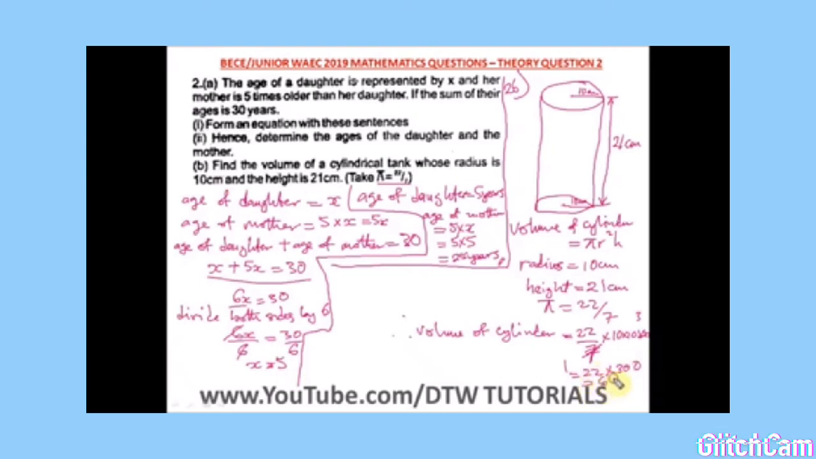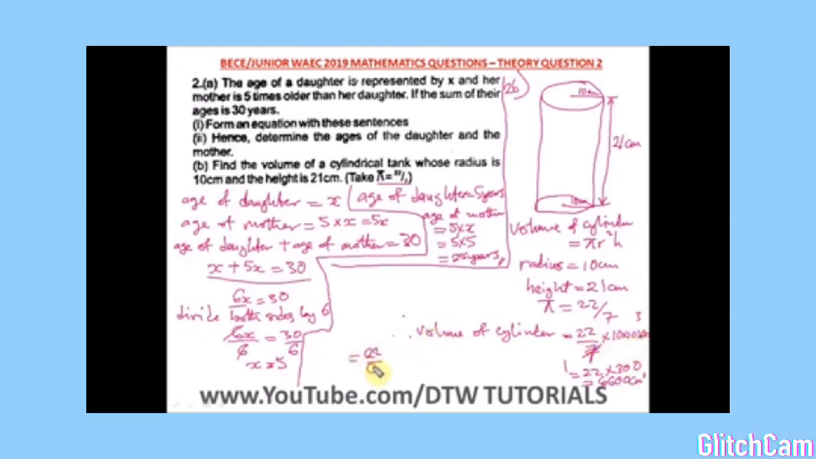That will give us what? 6,600. Okay, 6,600 centimeter cube. This is volume, so definitely it has to be what? Centimeter cube. Sorry, I didn't put the unit here. Let me put this here.